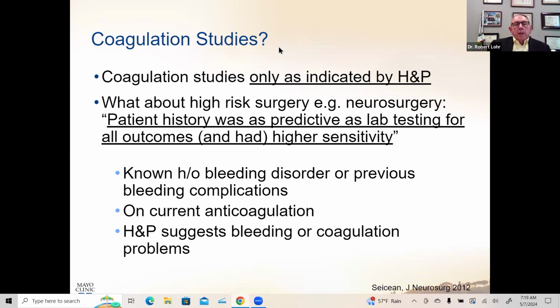And in this study, the neurosurgeon said the patient's history was as predictive as lab testing for all outcomes and had higher sensitivity. So if there is a known bleeding disorder or previous bleeding complications, which means you have to ask about that when you're doing your pre-op exam. Certainly if they're on anticoagulation, that is a whole additional area to address. Or if their exam and physical suggests that they've had bleeding or coagulation problems. So patients have had DVTs, they've had bleeding problems, you need to ask about it.